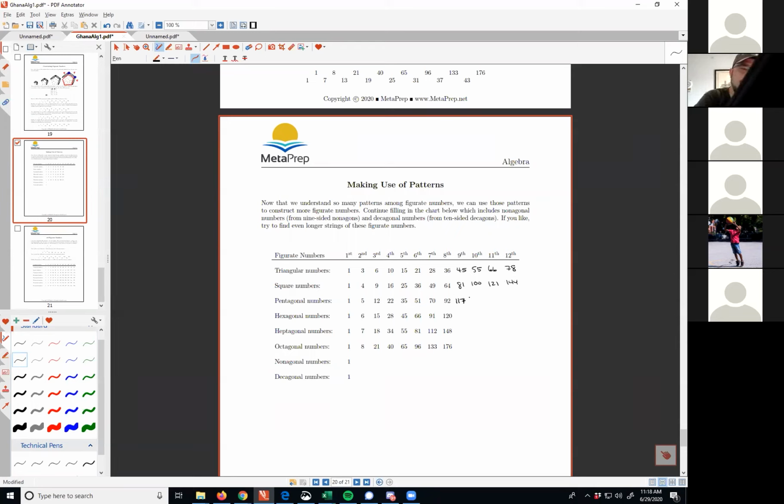Now how much do we add? 28. What's 117 plus 28? 145. What's 145 plus, what do we add? 31. 176. And what's the very last one, the 12th one? 209. I think we get 210. Okay. Hexagonal numbers. I'm not going to do any of this one for you. Just tell me the numbers.